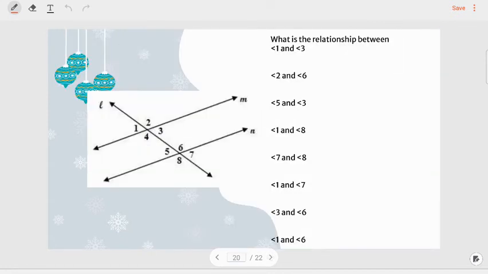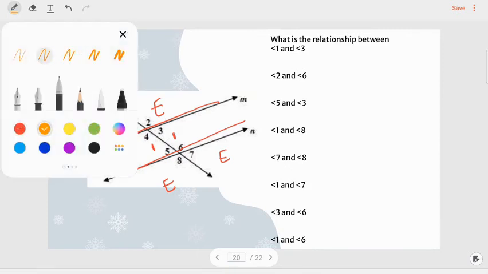So let's practice naming what the relationship is. First I'm going to mark up my diagram. Here are my two parallel lines. So this is exterior, this is exterior, exterior, exterior, interior, interior. I'm going to use that to help me identify. So let's go ahead and mark these up.